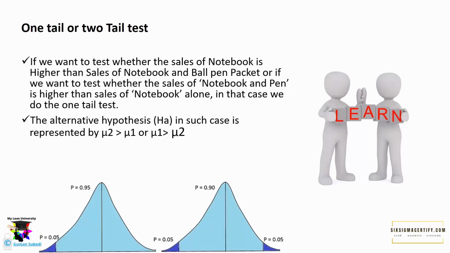So here, if we want to test whether the sales of the notebook is higher than the sales of the notebook and ballpen packet, or if we want to test whether the sales of the notebook and pen is higher than the sales of the notebook alone, in that case, we do the one-tail test. So the summary is, if we state the alternative hypothesis as the mean of some dataset is greater or lesser than the mean of another dataset, then this alternative hypothesis statement would be good for a one-tailed test, meaning the hypothesis test is measuring whether one mean is greater or lesser than another mean.